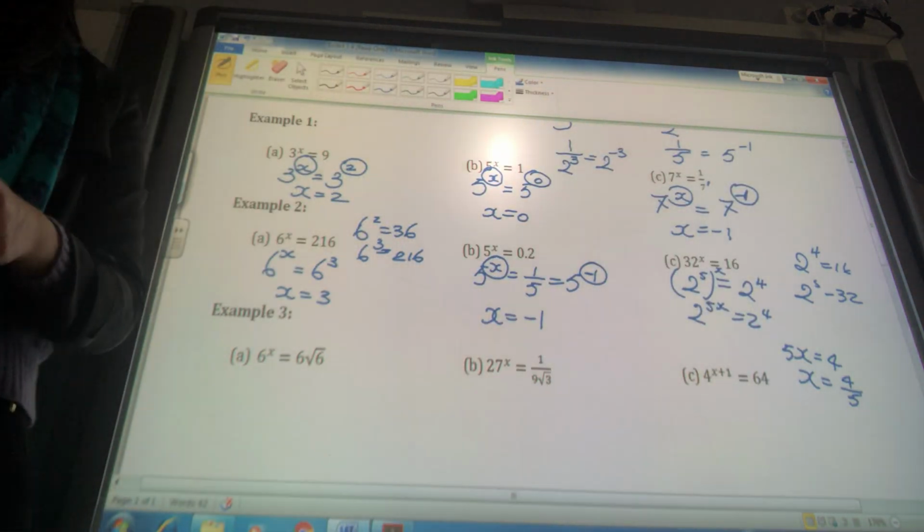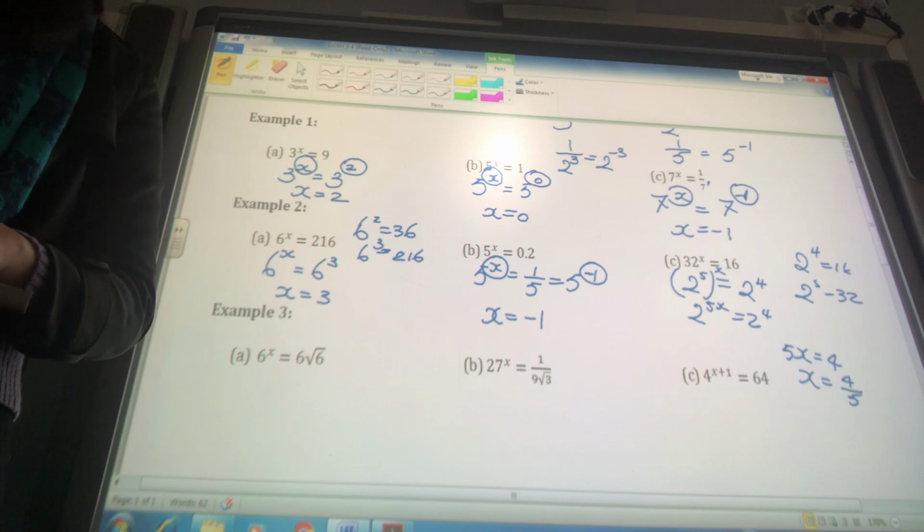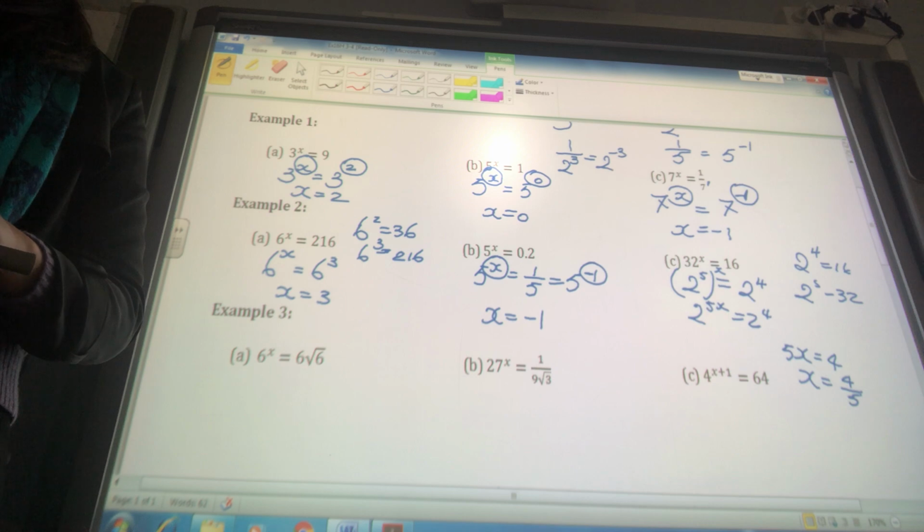So when you're given two numbers that look different, it's possible to change them to the same base. And when they're even numbers, most likely you're going to change them to the base of 2. Any questions so far?